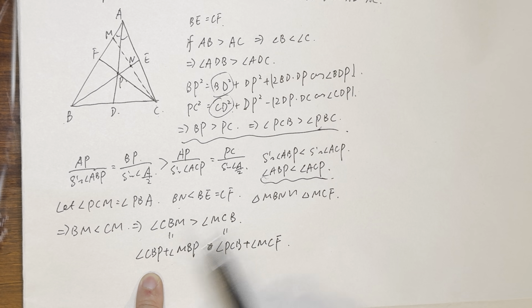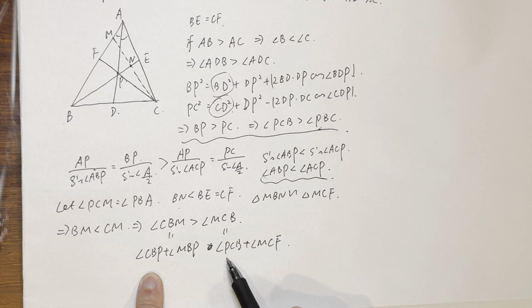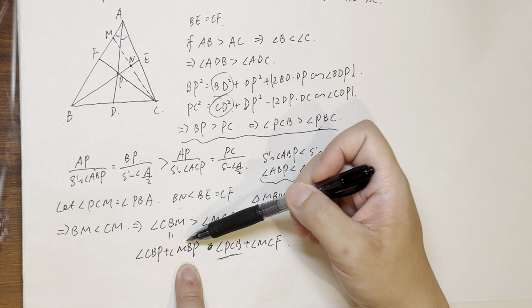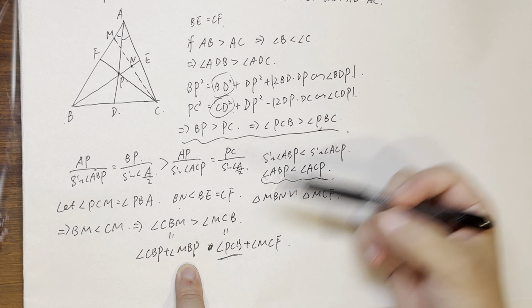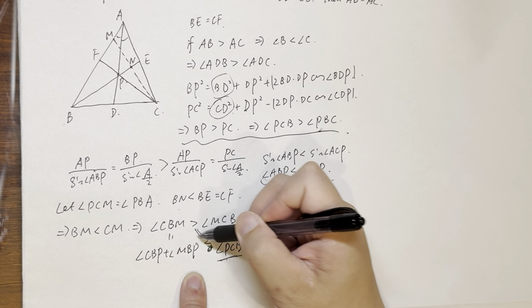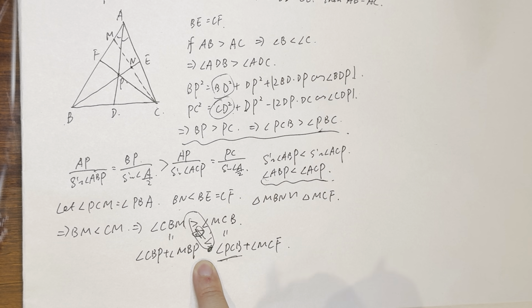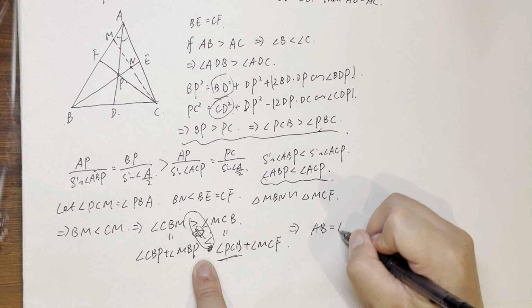But we know that angle PCB is larger than angle PBC. So angle PCB is larger than angle PBC. And also we already set the angle MBP equal to angle MCF. So we should have this sign. Then you know that these two conclusions are in conflict, which means AB equals AC.